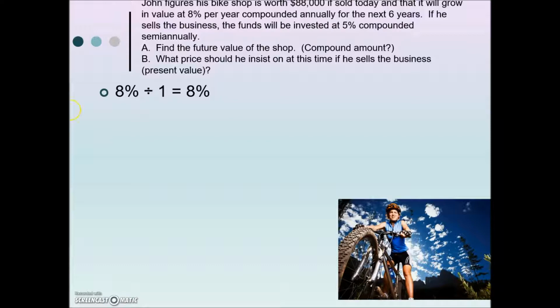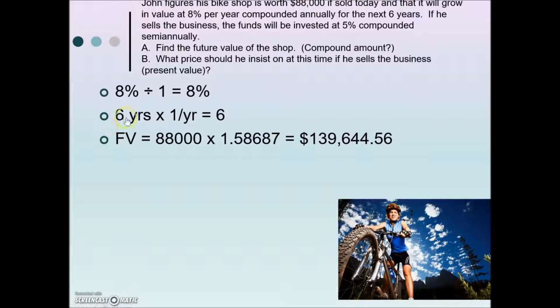We need to know our I, so we take 8% divided by the compound periods per year. It's annually, so it's 1. We have an I of 8%. N, how many compounding periods will there be? 6 years compounded annually. We have 6 times 1 per year is 6.